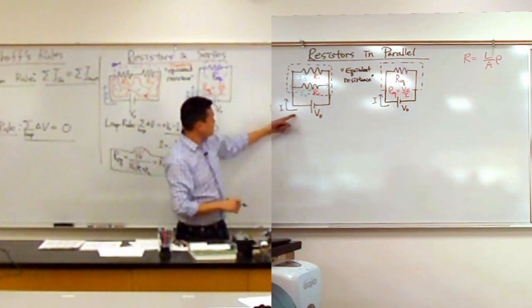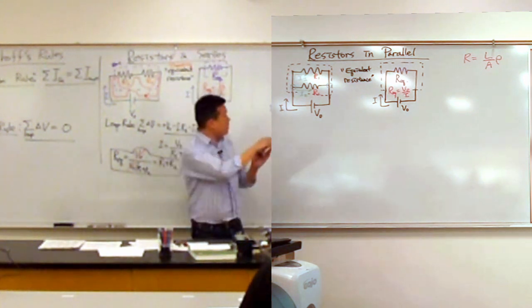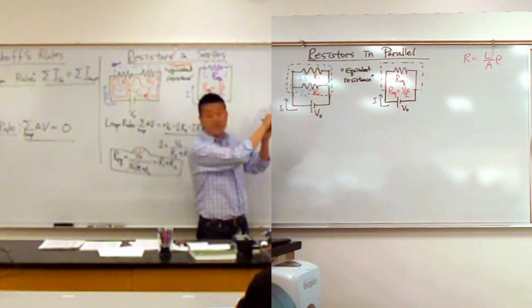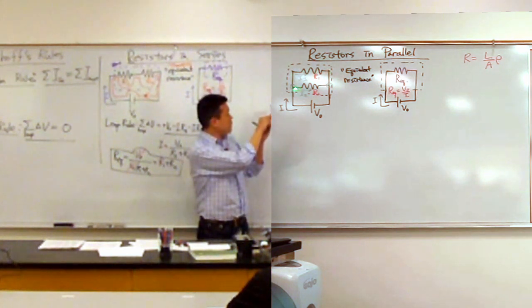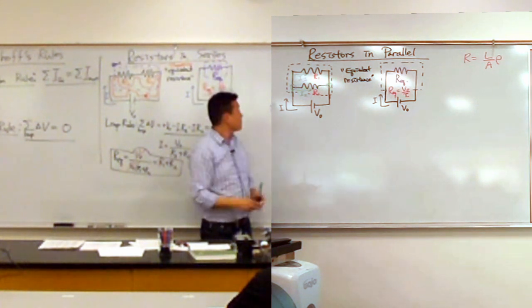And I guess I'll keep using the same symbol I. Good. And once you enter each branch, it's the same current within the branch until it meets another junction. And within this branch, it's the same current until it meets another junction. Good.